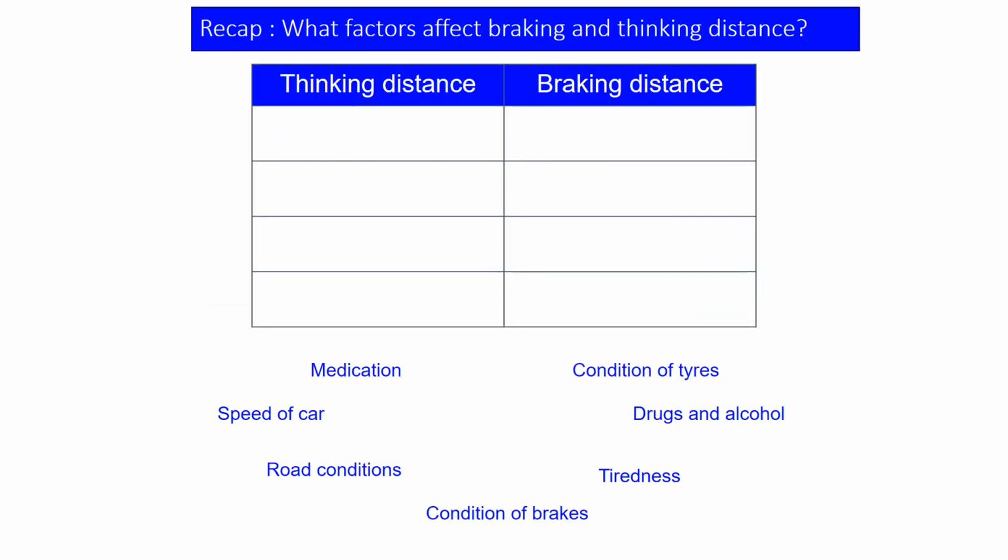Okay, so let's just recap. Put these into columns, okay? Which ones are going to be affecting thinking distance? Which ones are affecting braking distance?